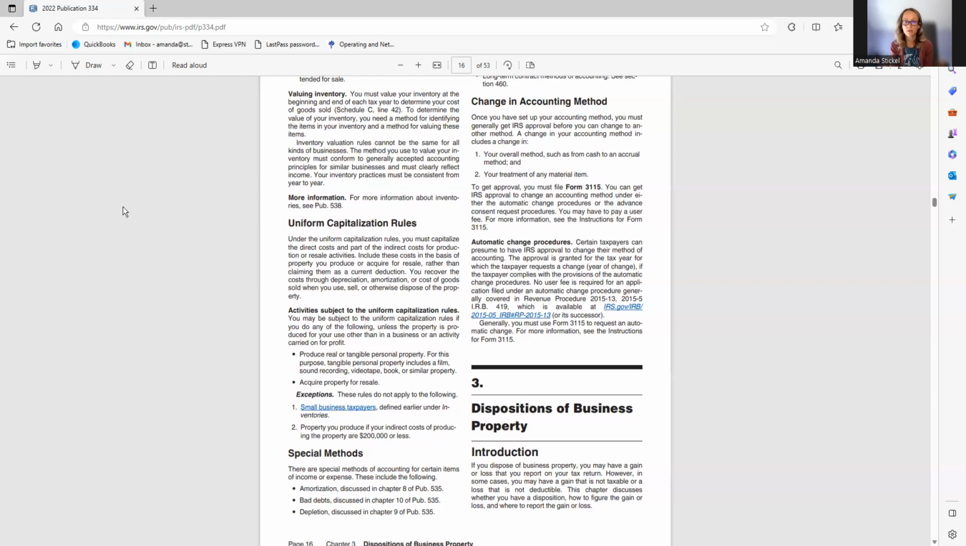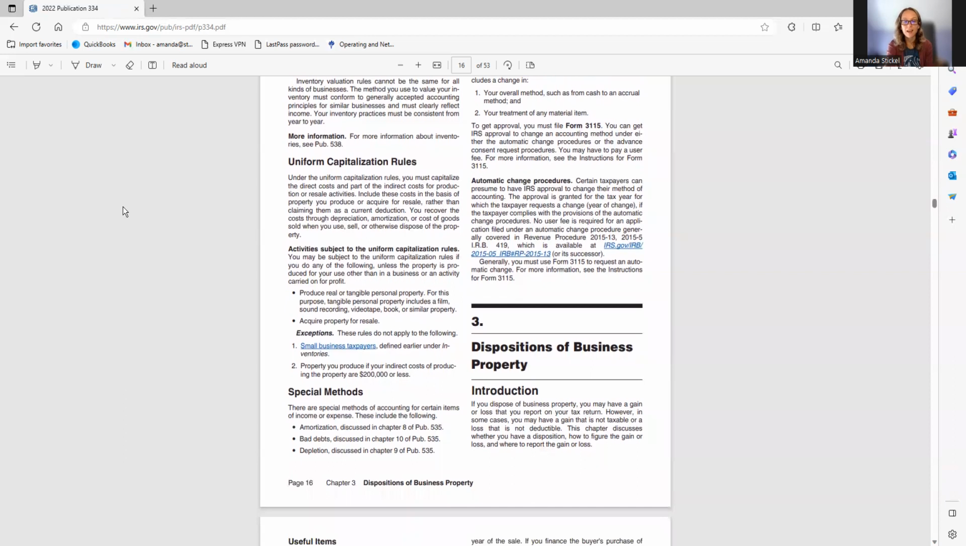Automatic change procedures. Certain taxpayers can presume to have IRS approval to change their method of accounting. The approval is granted for the tax year for which the taxpayer requests a year of change, if the taxpayer complies with the provisions of the automatic change procedures. No user fee is required for an application filed under an automatic change procedure, generally covered in Revenue Procedure 2015-13, 2015-5, IRB 419, which is available at that link. Generally, you must file Form 3115 to request an automatic change. For more information, see the instructions for Form 3115.